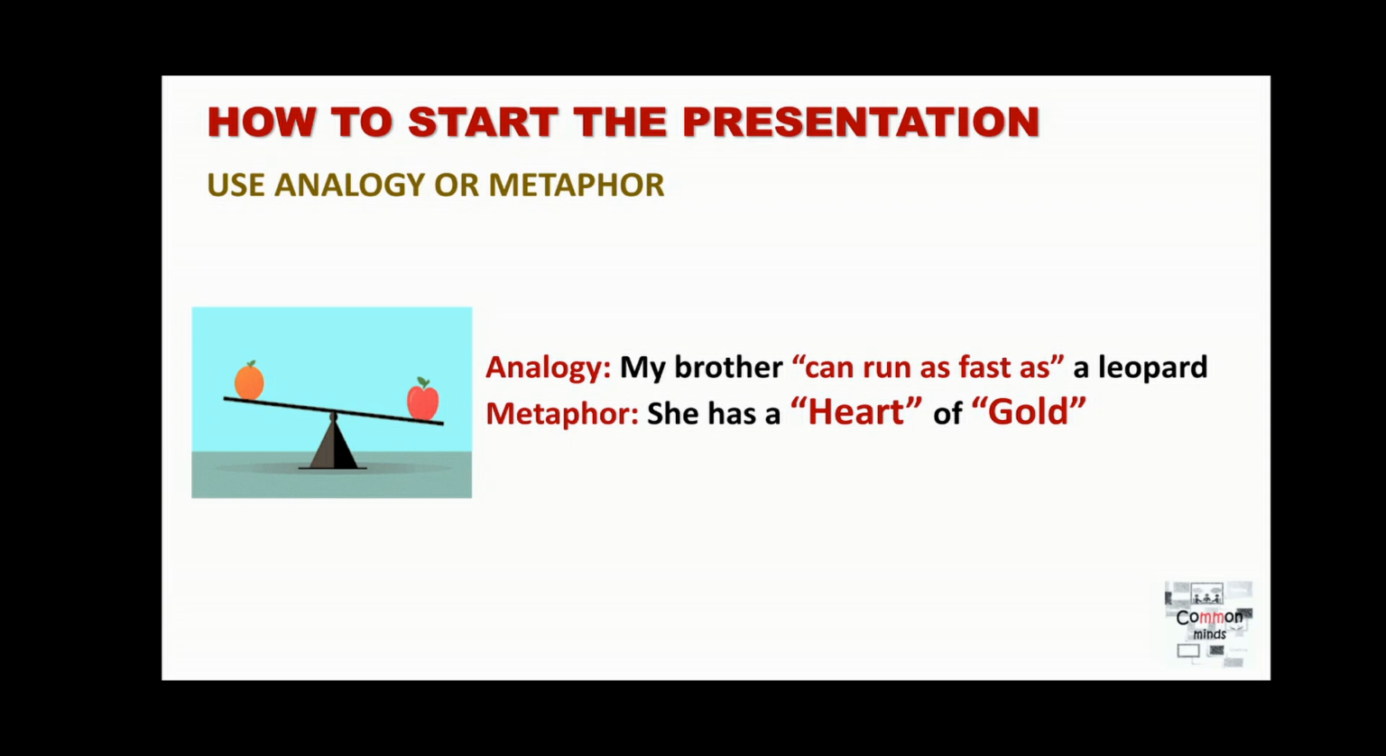Now, heart cannot be of gold. Heart is made of muscle, blood vessels, and veins, while gold is a metal. But the idea here is to tell that she has a heart or she has a character which is as pure as gold.